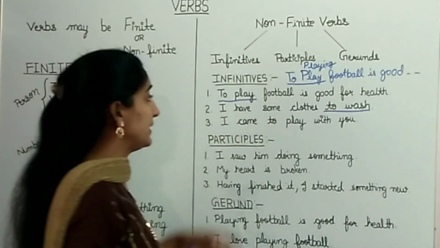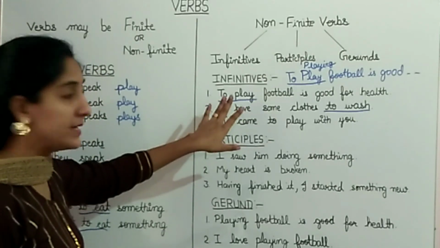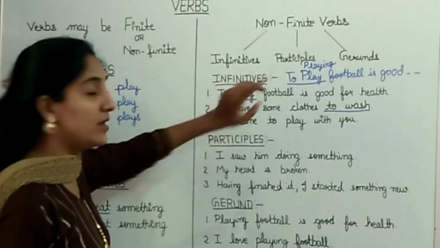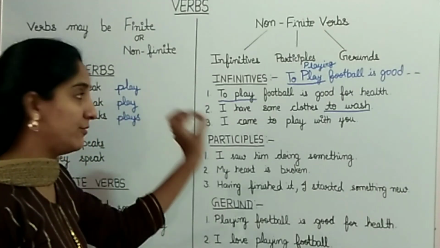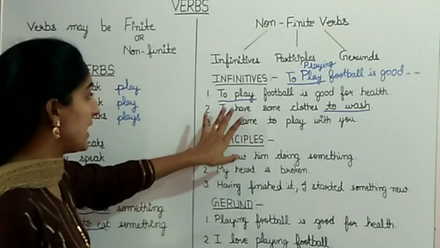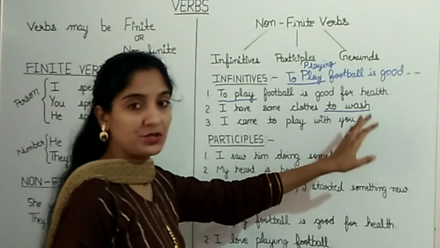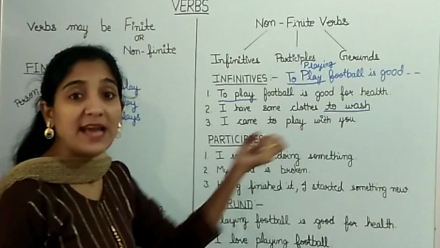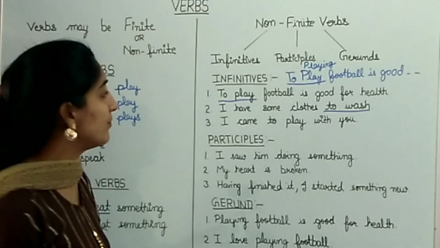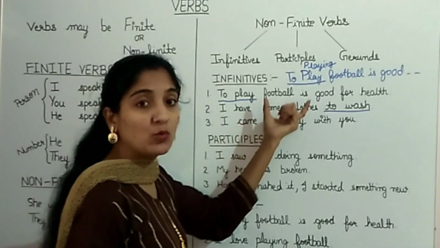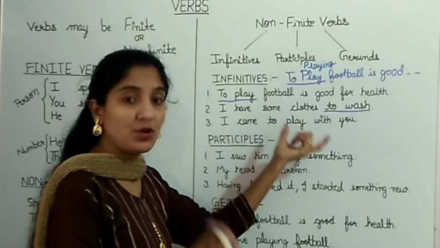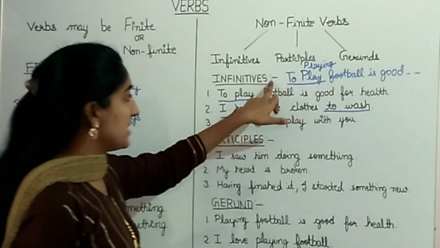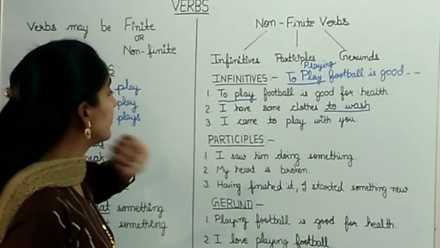Now in the first sentence, to play here is working as a noun. So this is a noun infinitive. Now in the second case, I have some clothes to wash, here the verb wash works as an adjective. So this is an adjective infinitive.